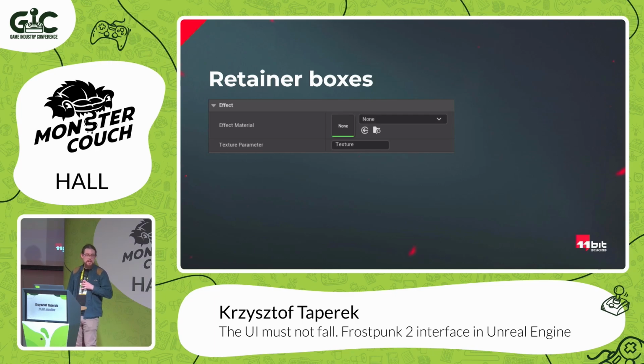Another example are retainer boxes. Retainer boxes are great tools to put materials on some UI, on some hierarchy of UI. And then the retainer box will render that to a separate render target. So it is expensive but powerful. And those retainer boxes by default are not rendering in the editor, so they're kind of useless.